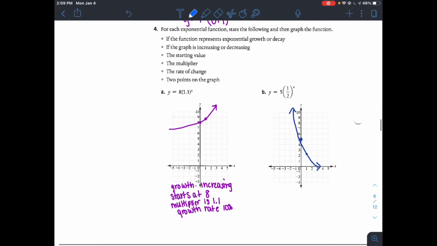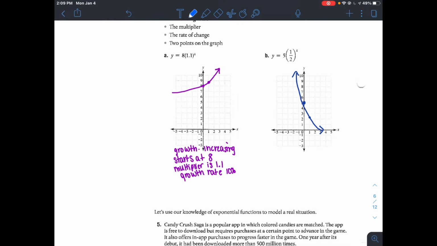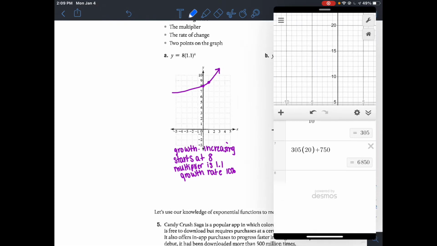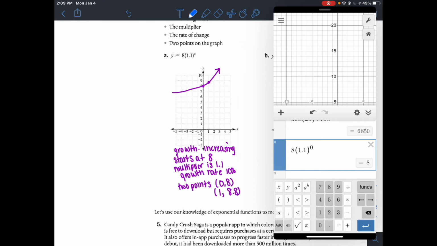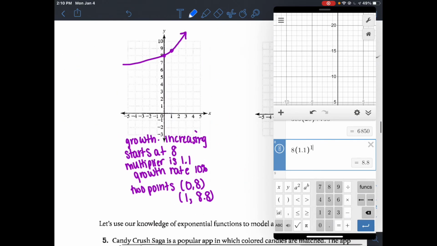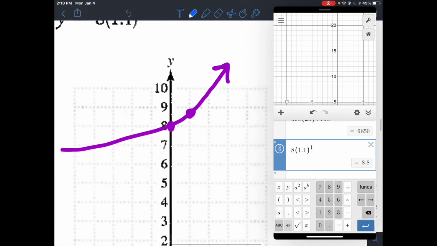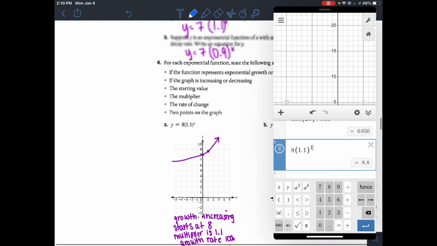And then what's the next point? They asked for 2 points on the graph. So in order to figure that out, I can always just go to Desmos here and plug in 2 x values. So I have 8 times 1.1 to the power, let's say 0. Okay, so then my first point would be 0,8. And what if I did it for 1? Then it would be 8.8. Okay, you can use those 2 points right here in order to graph your function. And then just, I know mine looks absolutely terrible, but we can kind of get the gist that it's increasing.